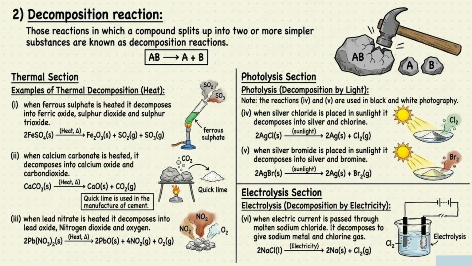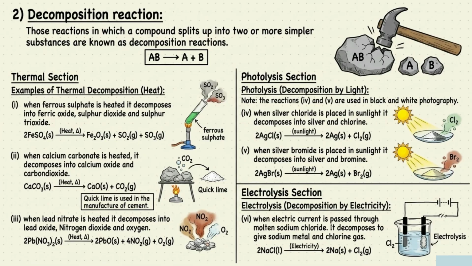Oh, wow, really? Yep, in example 3, heating lead nitrate. 2Pb(NO3)2 solid heated yields 2 PbO solid plus 4 NO2 gas plus O2 gas. Next is the photolysis section, where the hammer is actually light. The photon of light delivers just enough energy to physically shatter the bonds. This was historically used in black and white photography.